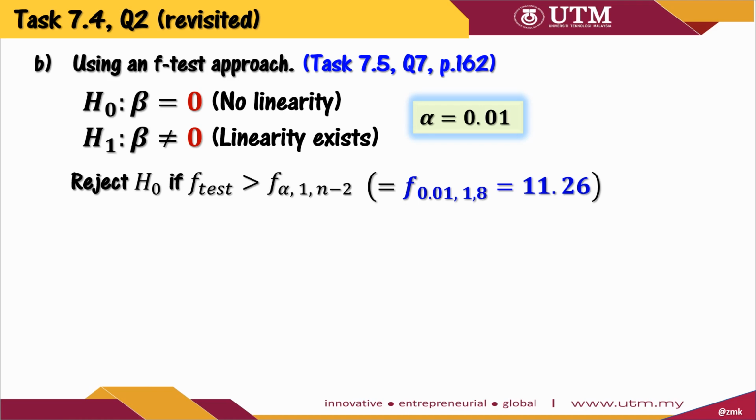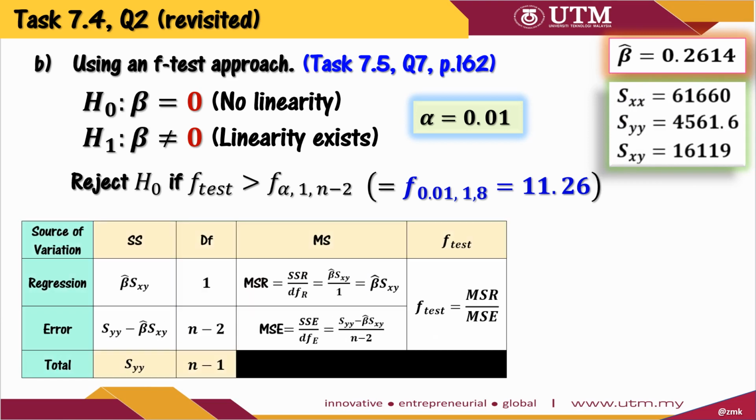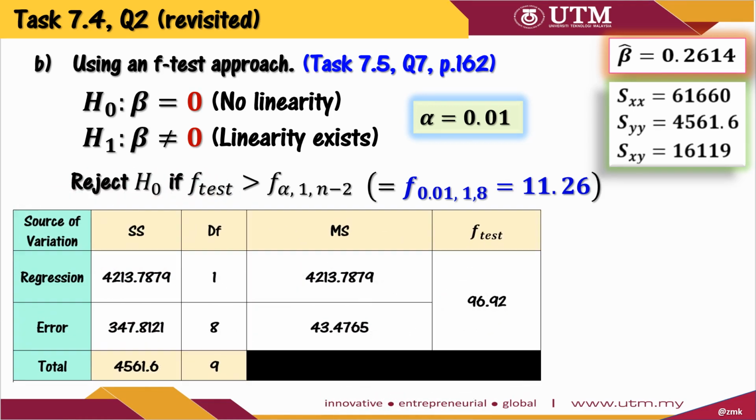Again, when using the f-test approach, the value of beta hat obtained directly from your calculator and the calculated sums of squares and sum of product are very useful in constructing an ANOVA table like this, as discussed in the earlier slide. Substituting the cell elements with their corresponding values, please check that you should obtain the following cell values in the ANOVA table, which results in the F-test statistic value equal to 96.92.